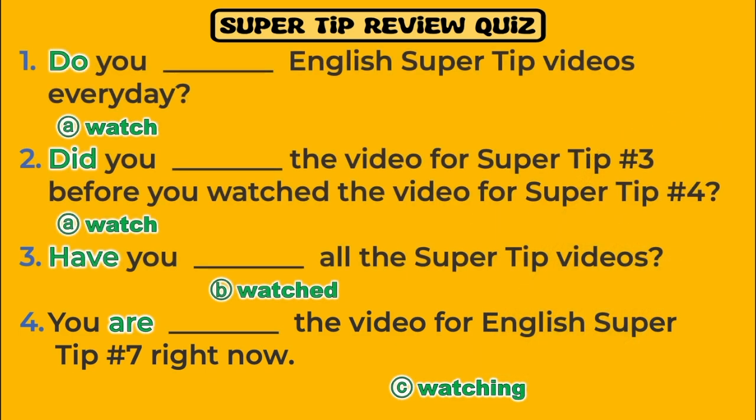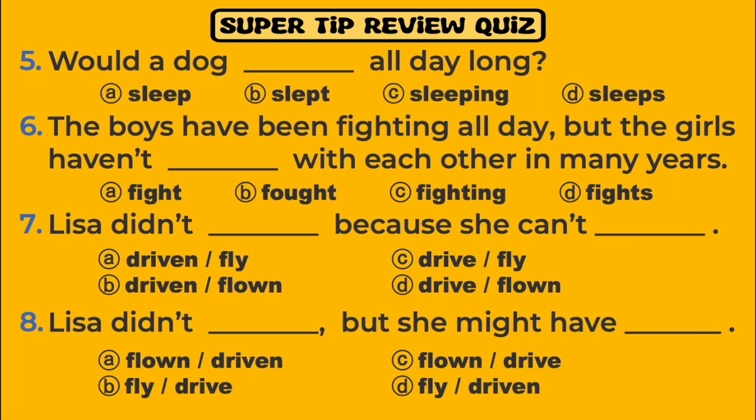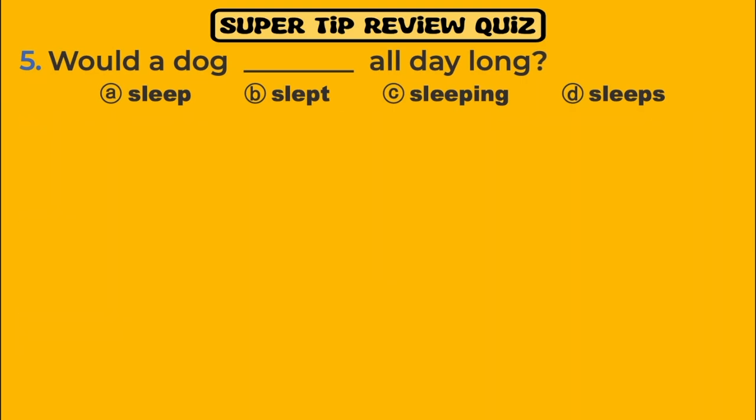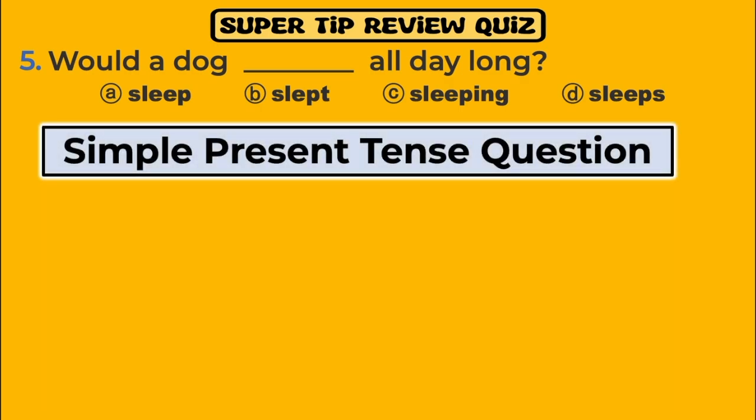All right, there they are. Alpha, Alpha, Bravo, and Charlie. Great job. Let's bring in our next set of questions. How about number 5? Would a dog sleep all day long? This one is a simple present tense question. You know, I think the signal is the word would. It's a modal verb, would.